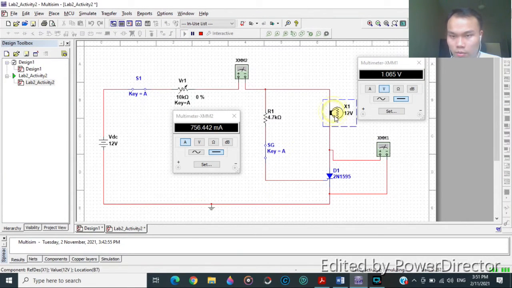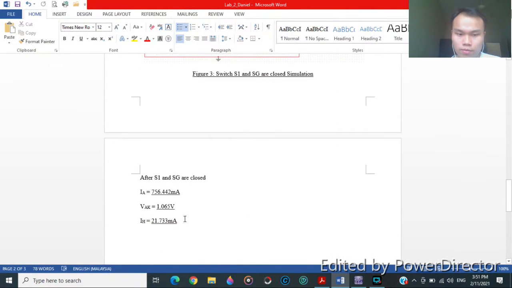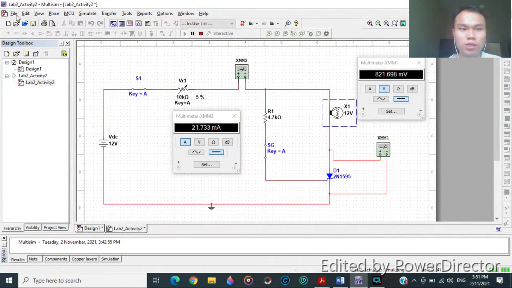You can see the bulb over here is lit up. So whenever I take 5%, it does not light up. So the holding current is 21.733 milliampere. Okay, so that's it. This is my simulation. Thank you.